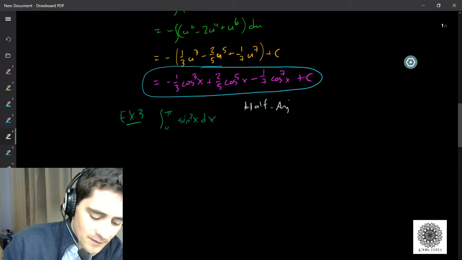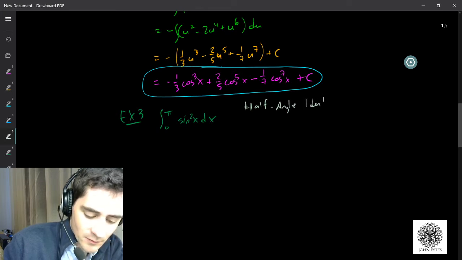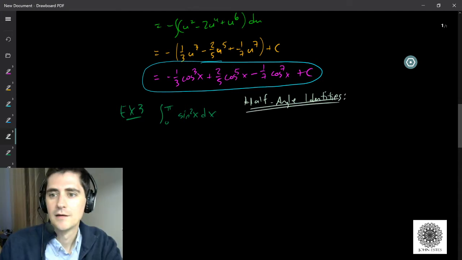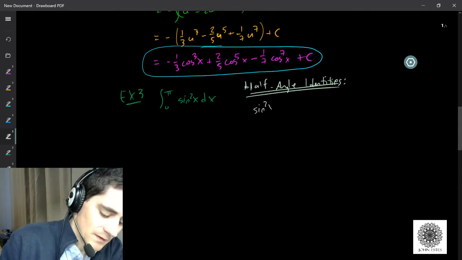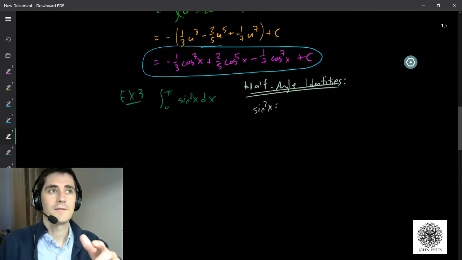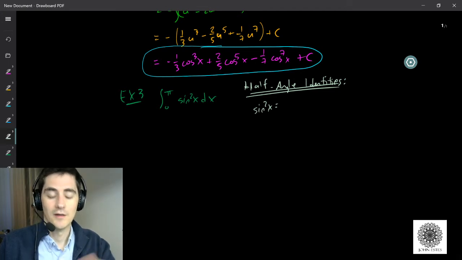And it's okay if you forgot those. Most people do. We don't use them every day, okay? But here is a version of the half angle identities solved for what we want.